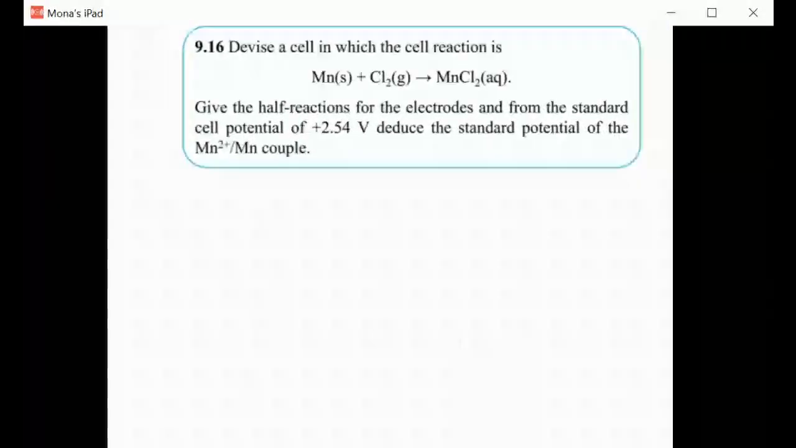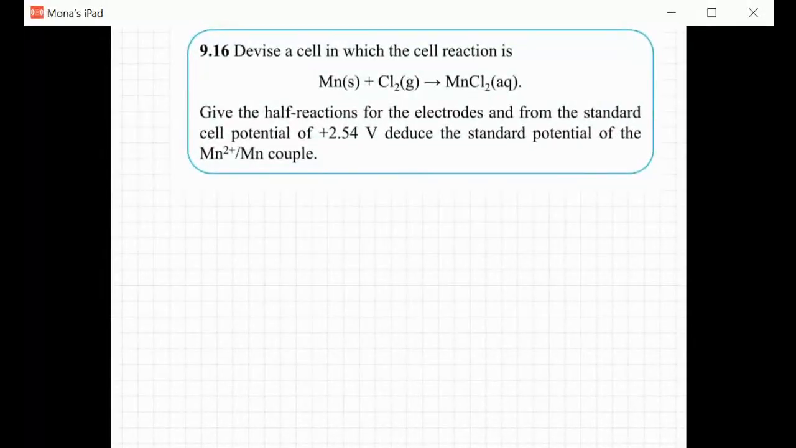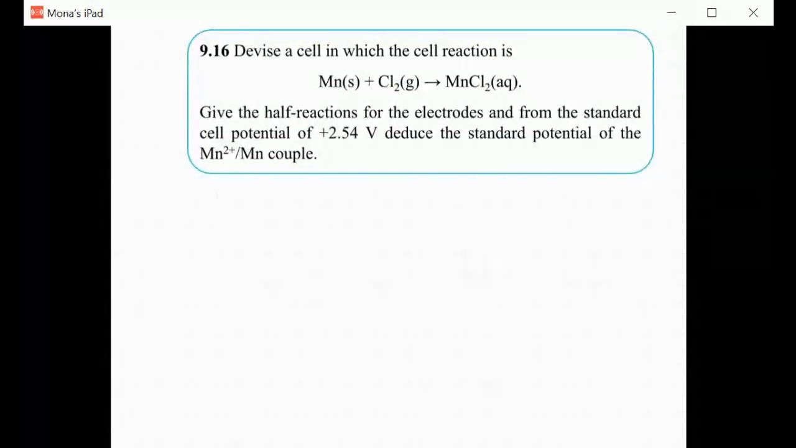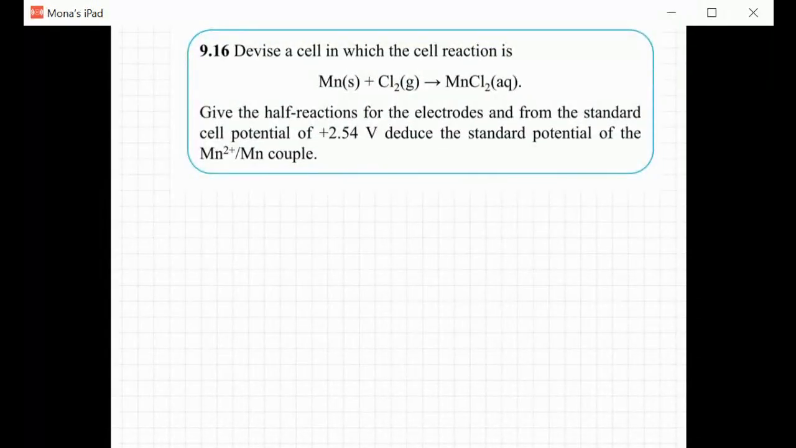Now this is another question, which is devising a cell in which the cell reaction is this here. When we say devise, the word always means that we have to write the cell notation, and the two reduction half reactions, of course. It says give the half reactions for the electrodes.